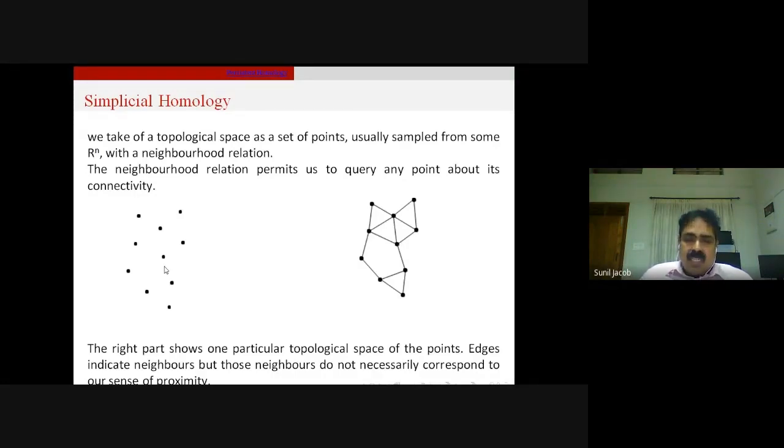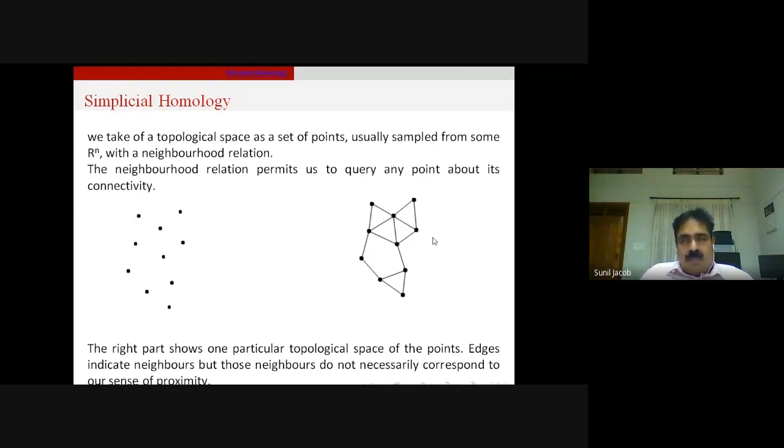After constructing the topological space, I will vary the particular parameter which I used for constructing it, and I will get a filtered complex, which is nothing but a collection of topological spaces, and we will study the nature associated with that. The right part shows one particular topological space of points. Now, if I have an edge between these two points, that precisely means there is a relation between those two, or one is a neighbor of the other. Therefore, through this neighborhood relation we can construct a topological space.